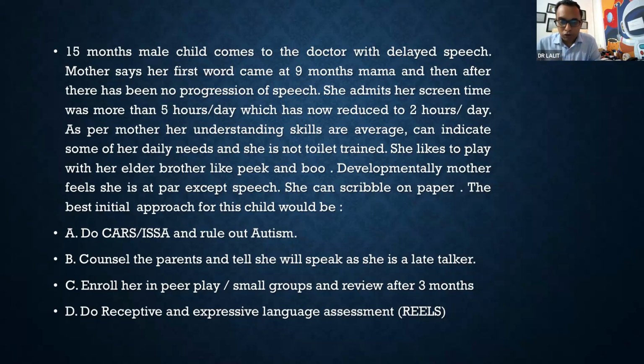Enroll in peer play small groups and review after 3 months. It could have been an option, but the problem is mother typically says her understanding skills are average, can indicate some of her daily needs. So mother is still in doubt. Her receptive skills are average. And mother also says that she feels the child is at par except speech. So speech is somewhere a problem for this child. Mother also feels that somewhere she is lacking in toilet training, and understanding skills are average.